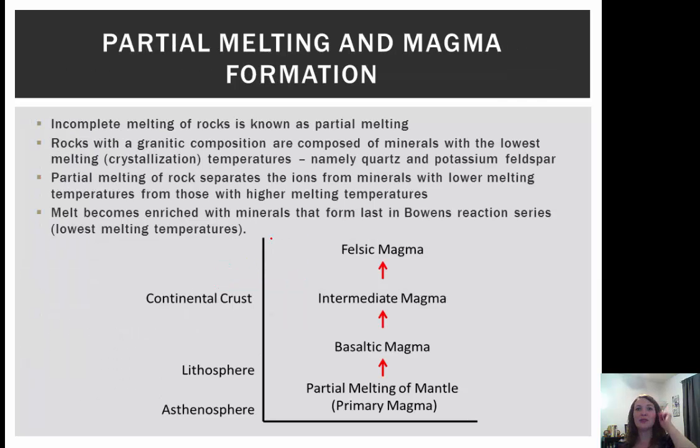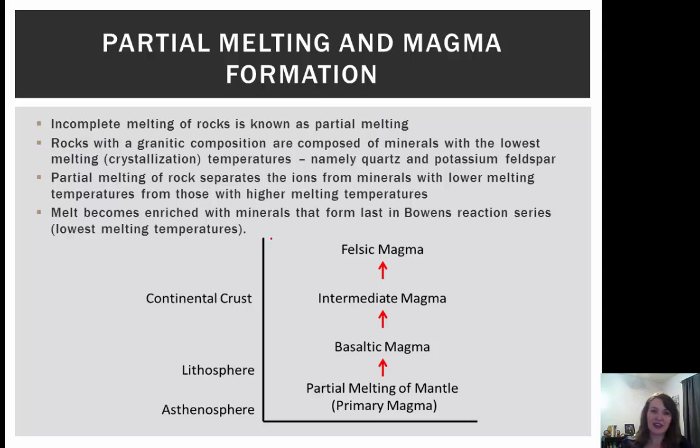Alright, so partial melting and magma formation. Incomplete melting of rocks is known as partial melting. Rocks with a granitic composition are composed of minerals with the lowest melting or crystallization temperatures. So that's our quartz and our potassium feldspar. Partial melting of a rock separates the ions from minerals with lower melting temperatures from those with higher.